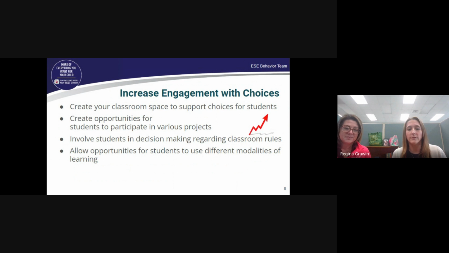Involve students in decision making regarding classroom rules. Just a great tip for the beginning of the year. Brainstorm with your students. What are some choices that they think would be important to put in the classroom rules that everyone should follow? So, again, you're setting the parameters. You're just giving them the options and the choices of how they're going to follow those parameters and remain within those boundaries. And you're going to allow opportunities for students to use different modalities of learning.